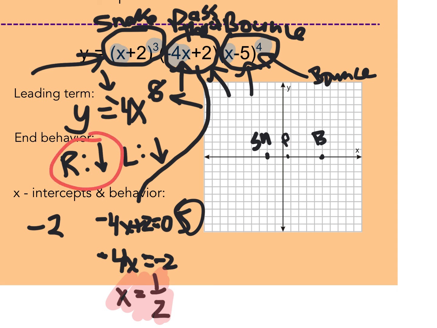Now, I said it was down on the left. No, right. Down on the right, sorry. And down on the left. And it has to bounce here. Just pass through there. And do a weird snaky thing there.